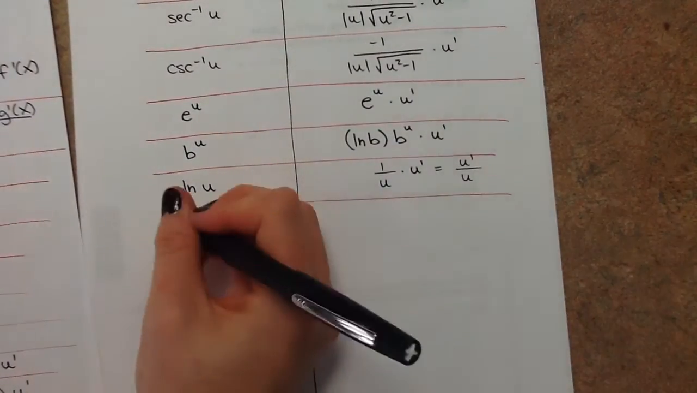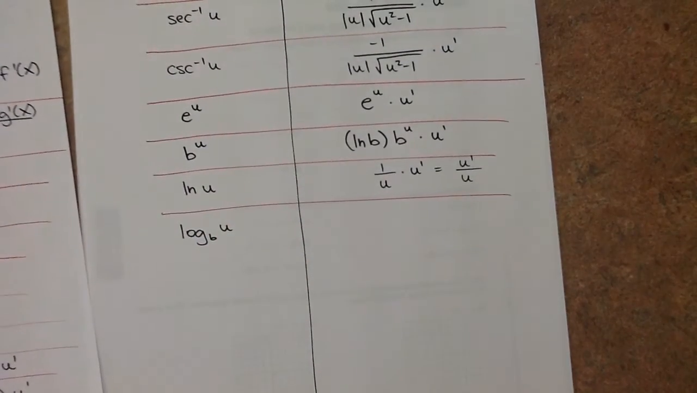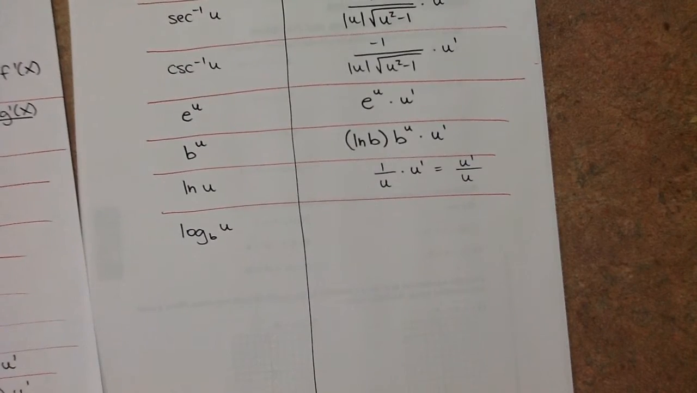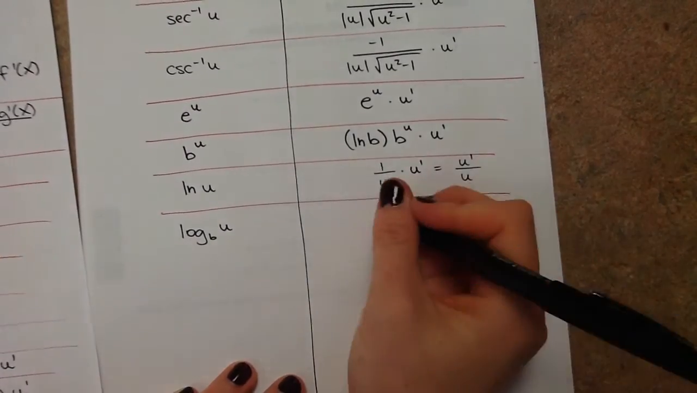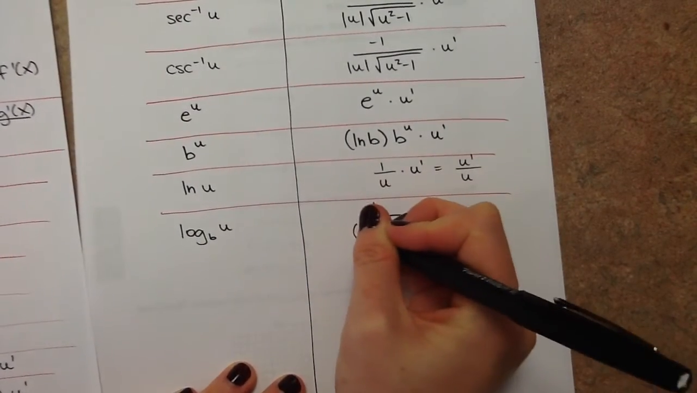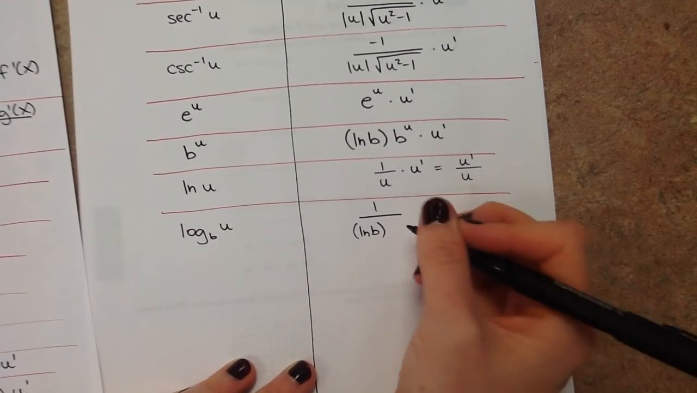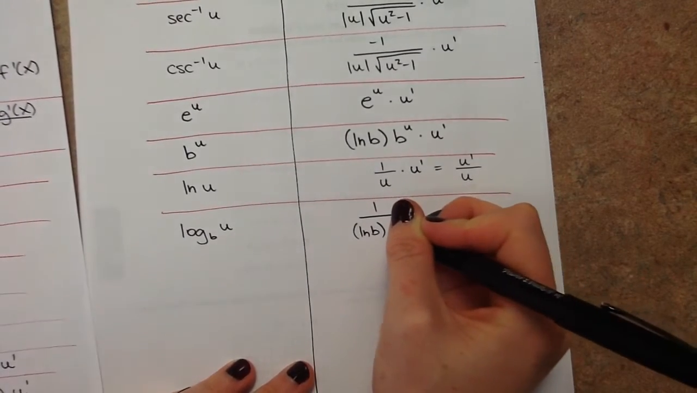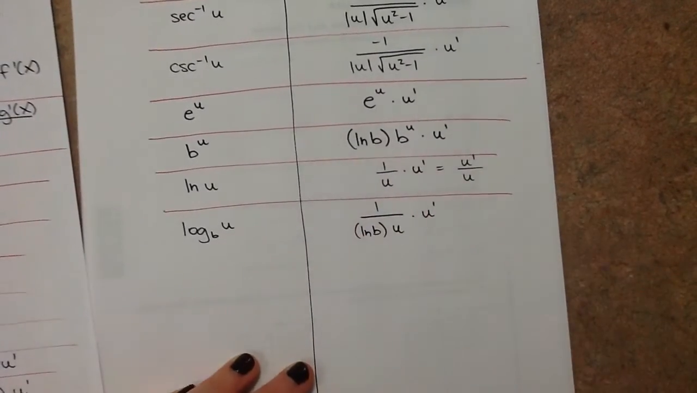Okay, and then our very last one would be the general logarithmic with some base besides e. So that's a b down there. It kind of looks like a 6. So this is really similar to this. It's 1 over, but then we have the natural log of the base as a coefficient in our denominator. And then if it's just x, this would just be an x right here, but we're doing chain rule, so we have our u, and then times u prime.